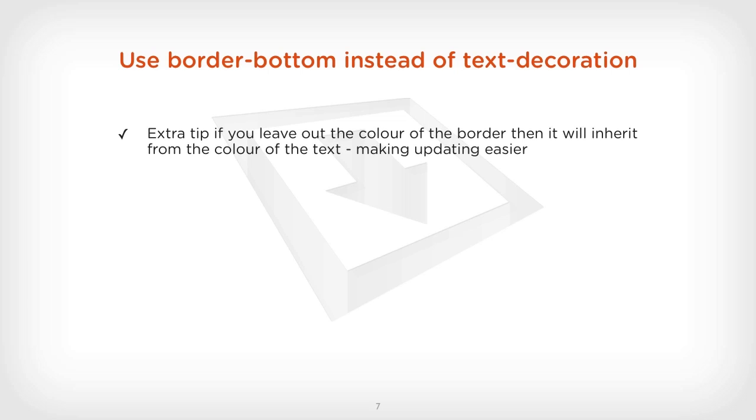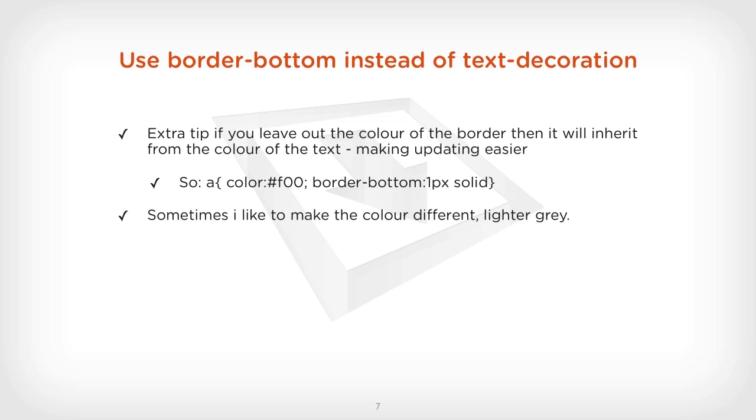Use border bottom instead of text decoration. An extra tip, if you leave out the colour of the border, then it will inherit from the colour of the text, making it much easier to update. If we look at that example there, we've got the colour of the text red, and there's no colour on the border, but the border will inherit that colour red from the text colour.